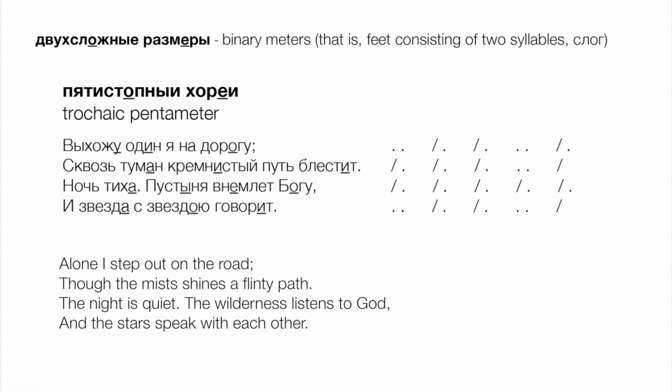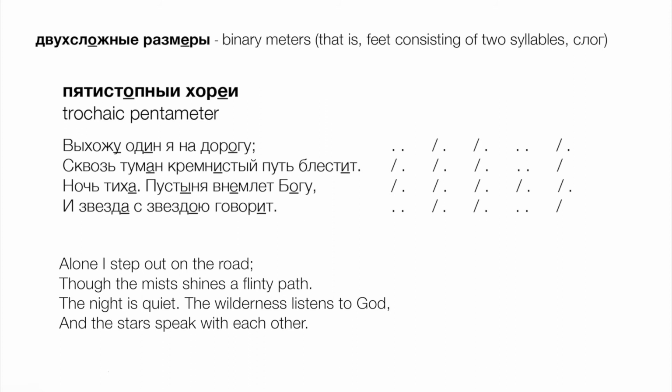Okay, in that second line, we're starting to get a clearer idea. Сквозь туман кремнистый путь блестит. By the way, сквозь is also a preposition. It's kind of a long one, right? So it's kind of debatable. Is that being stressed or not? Is it sort of getting a half stress? Again, it doesn't really matter, in the sense that we're just trying to get an idea of what the meter is. And again, the further we go in this poem, the more clear it is that we're dealing with trochaic pentameter. Сквозь туман кремнистый путь блестит, ночь тиха.